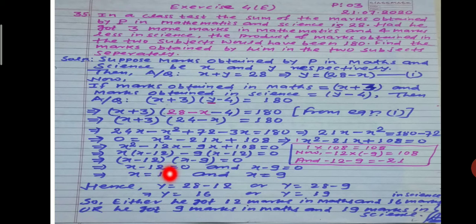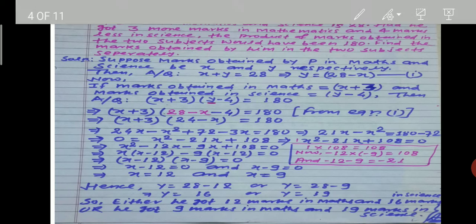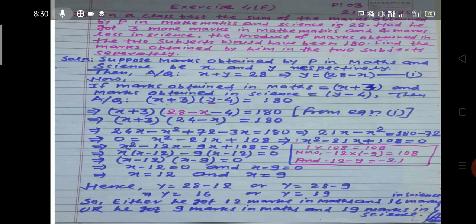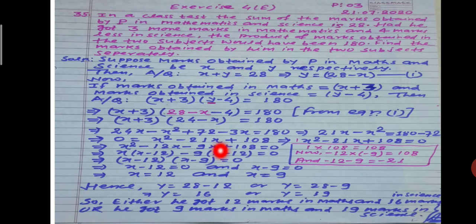Hence when x is equal to 12, then y will be equal to 16, and when x is 9, then y will be equal to 19. So either he got 12 marks, that is x marks, 12 marks in mathematics and 16 in science, or he got 9 marks, that is x is equal to 9 marks in maths, then he got 19 marks in science. Both answers will be valid here. Okay.